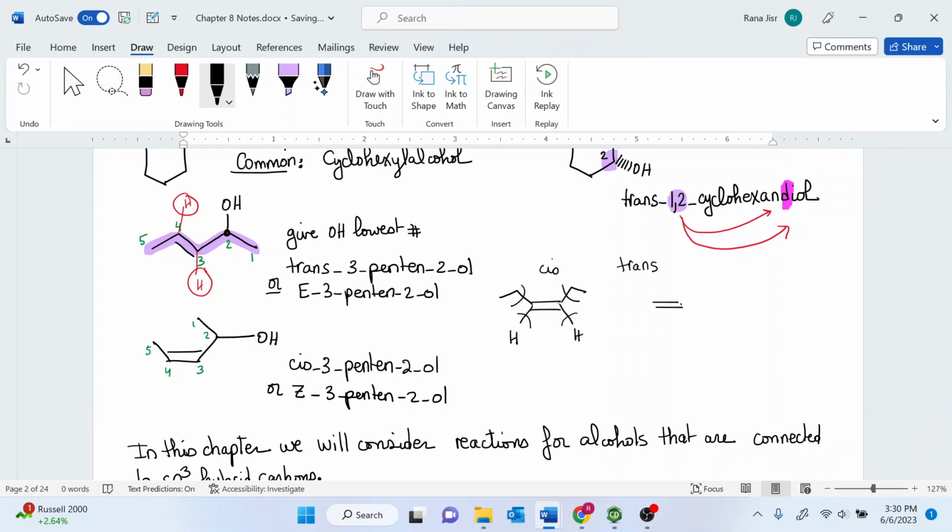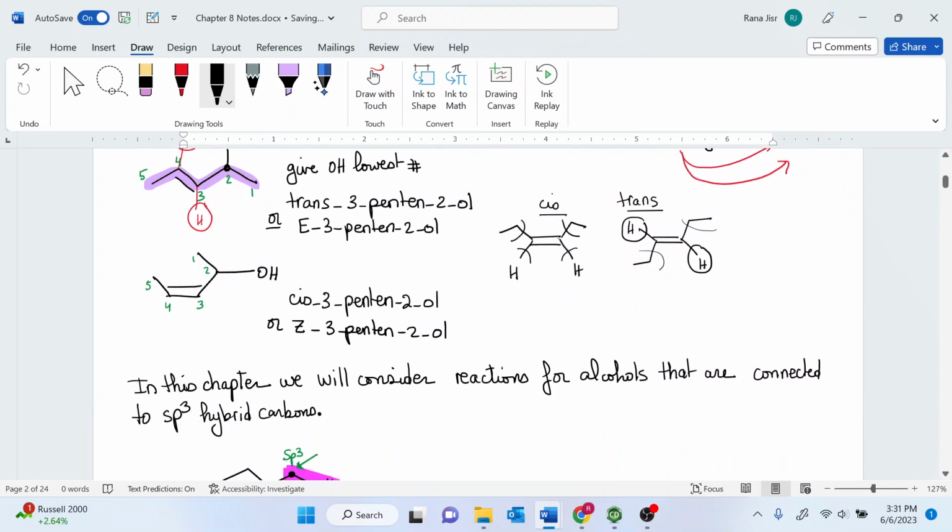Trans is the same thing. Whenever I have 2 groups that are the same, they have to be the same around the double bond. So here I can have an ethyl again and an ethyl again, and now based on these hydrogens that are the same, or based on the ethyl groups that are the same, they are on opposite sides, so I can use a trans. So cis and trans exists between the carbons of the double bond, and these 2 carbons need to have 2 groups that are the same on adjacent carbons of the double bond.